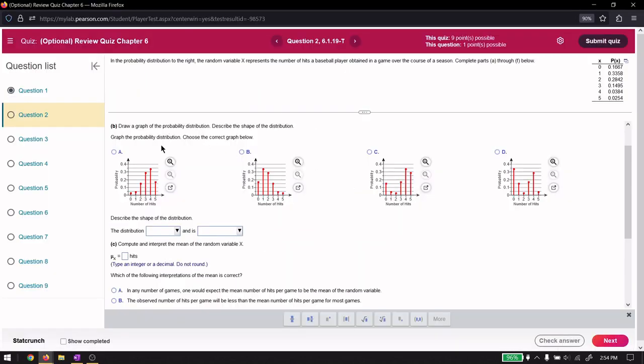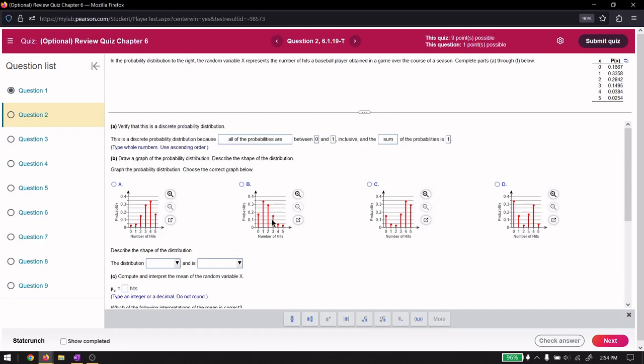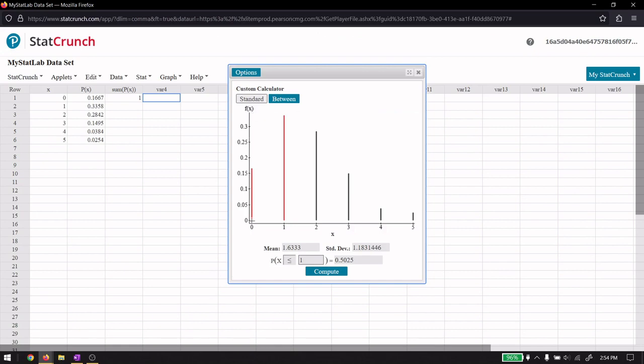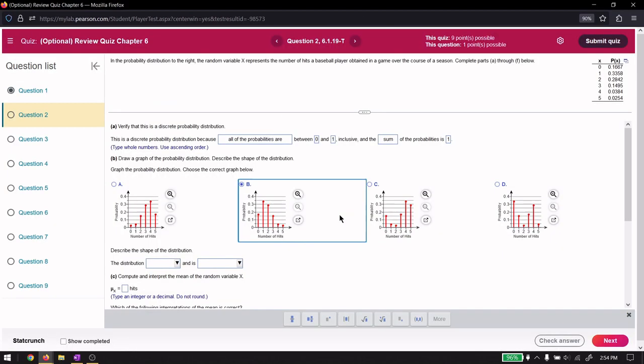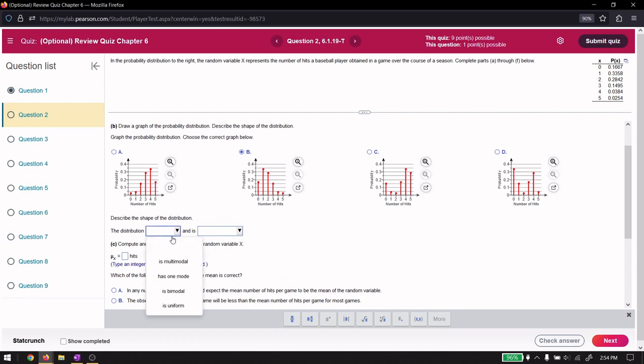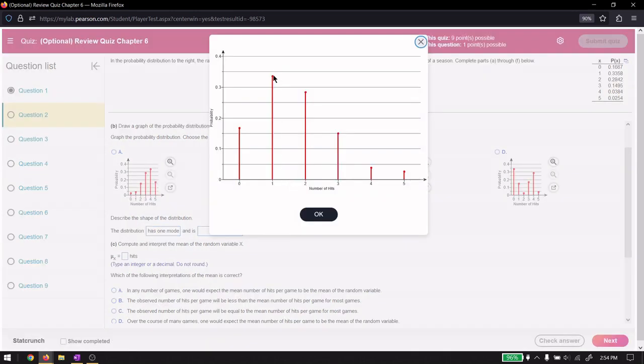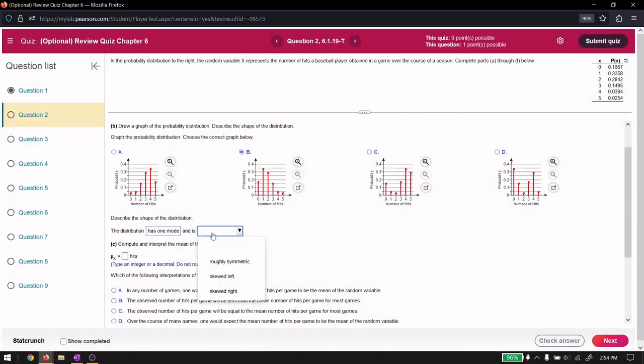So the problem says which one is it? And I believe it's B. Let's check it again. Yep, B looks like that. Okay. The distribution has one mode, right? The mode is the highest value, and the highest value is right there. It has one mode, and you can see that it has a tail going off to the right-hand side. So it's skewed to the tail, or skewed right.